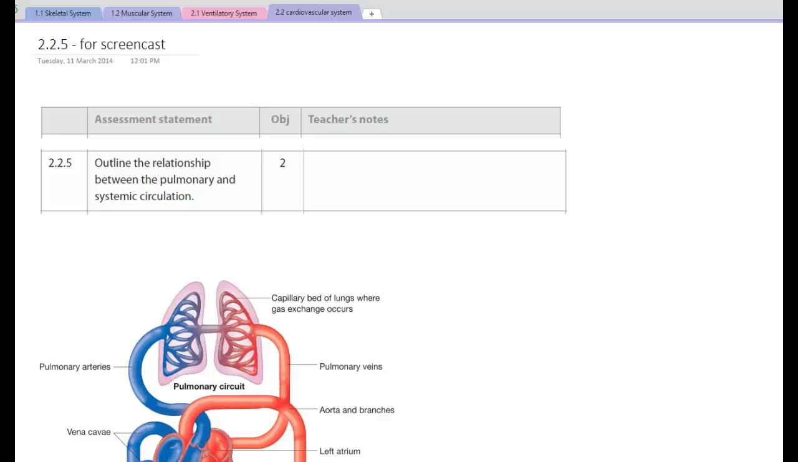This screencast is looking at 2.2.5, where we need to outline the relationship between the pulmonary and systemic circulation. The easiest way, I think, to start is if we look at pulmonary, to do with the lungs, and systemic, to do with our rest of the body.